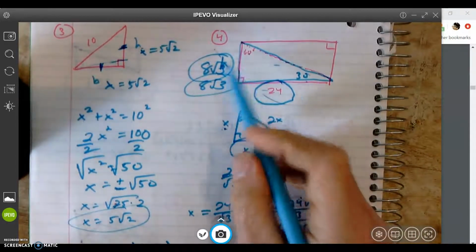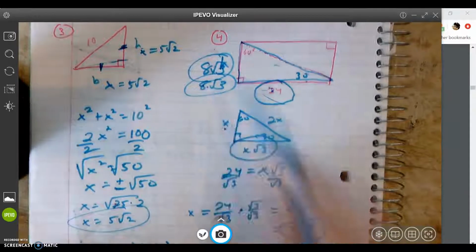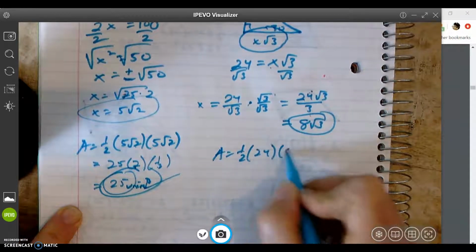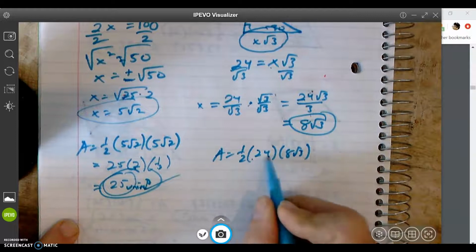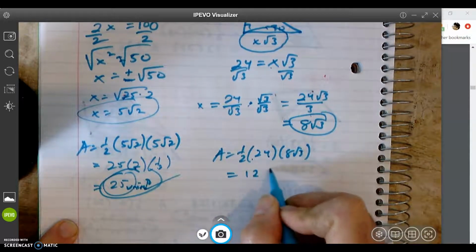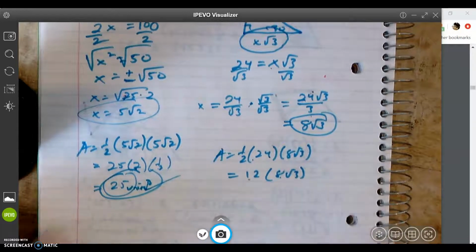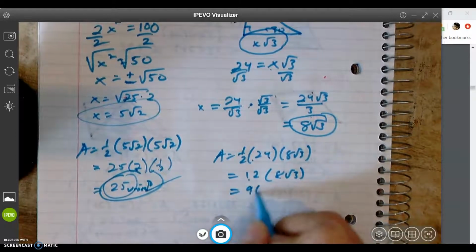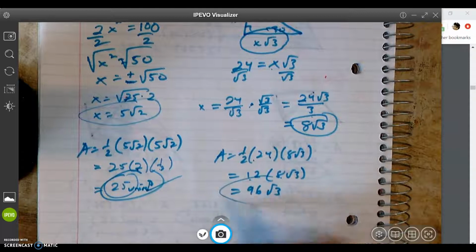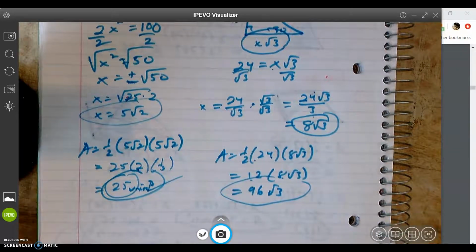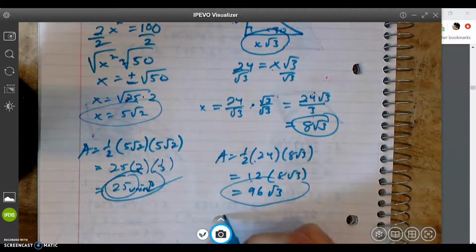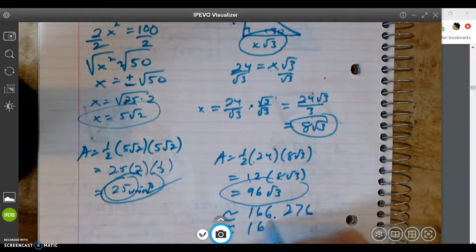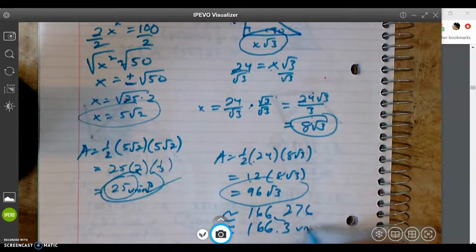Okay, almost done. So 1/2 base 24 times height. We got it. So area equals 1/2 base, which is 24. Height is 8 radical 3. Half of 24 is 12 times 8 radical 3. 12 times 8 is 96 radical 3. So sometimes they leave the answer like this, or sometimes they just multiply it out. 96 times radical 3. It's going to be an irrational number, so I'm just going to approximate 166.276, which is approximately 166.3 units squared.